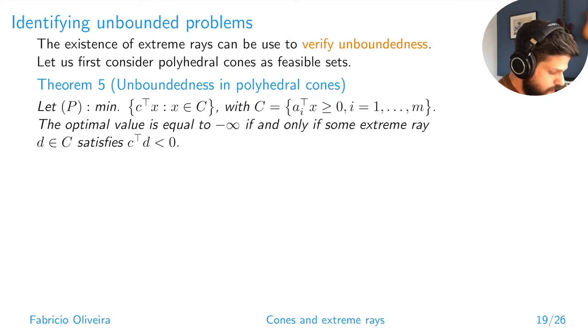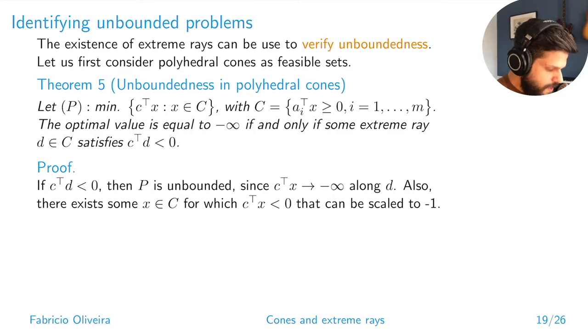Let us assume that we're trying to minimize a problem that can be written like so, where our constraint set is actually a polyhedral cone, just like we defined before. The optimal value of that problem P is going to be minus infinity if and only if you can find an extreme ray d satisfying this condition. So you can find an extreme ray that forms an angle greater than 90 degrees with the coefficients of the objective function. Basically, it's saying that you can find an extreme ray that is opposite to c, meaning that it is aligned with minus c, and then it can go to infinity to improve the objective function.